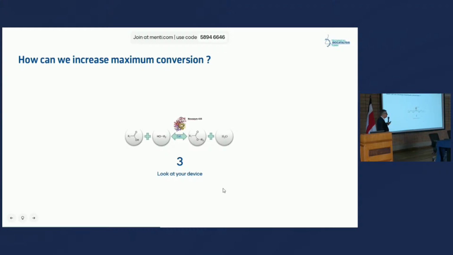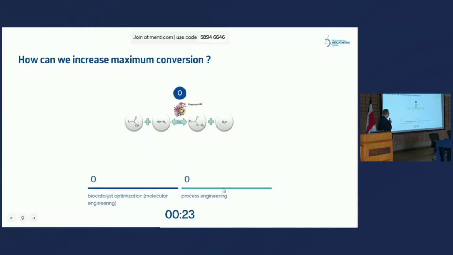How can we increase the maximum conversion in this reaction? Is this by molecular engineering, biocatalyst optimization, or is it by process engineering? One is totally wrong and one is totally right. There are no gray tones here. It's just right or wrong. And why, we will discuss this in a moment. Any idea?